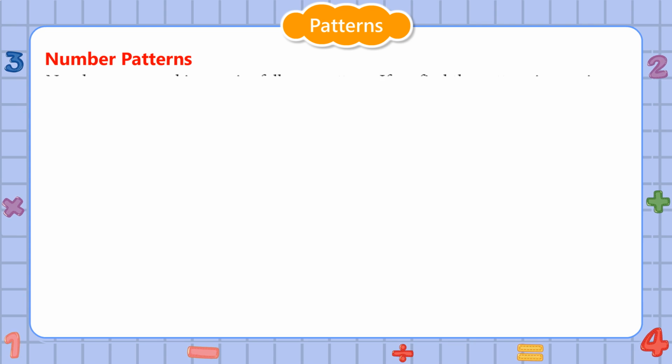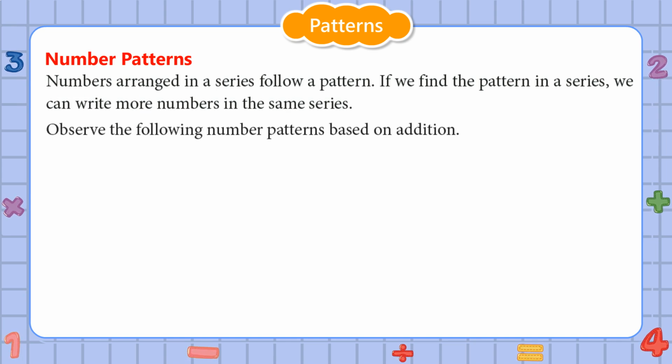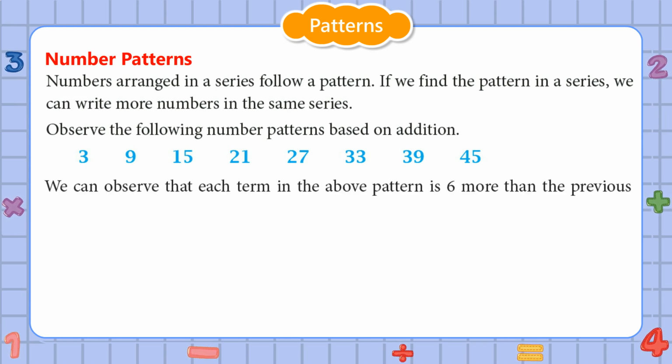Number patterns. Numbers arranged in a series follow a pattern. If we find the pattern in a series, we can write some more numbers in the same series. Observe the following number patterns based on addition: 3, 9, 15, 21, 27, 33, 39, 45. We can observe that each term in the above pattern is 6 more than the previous term.